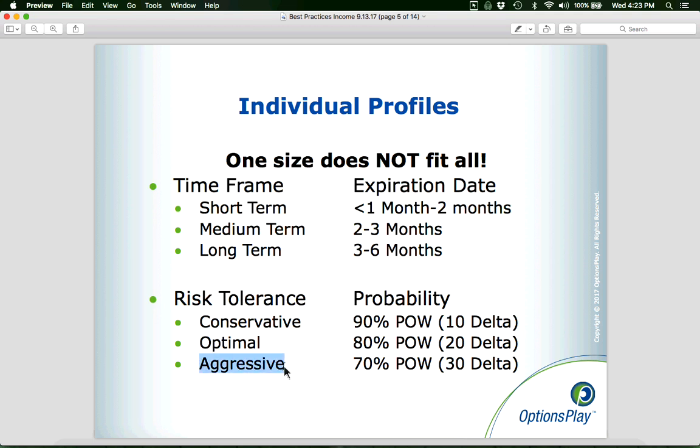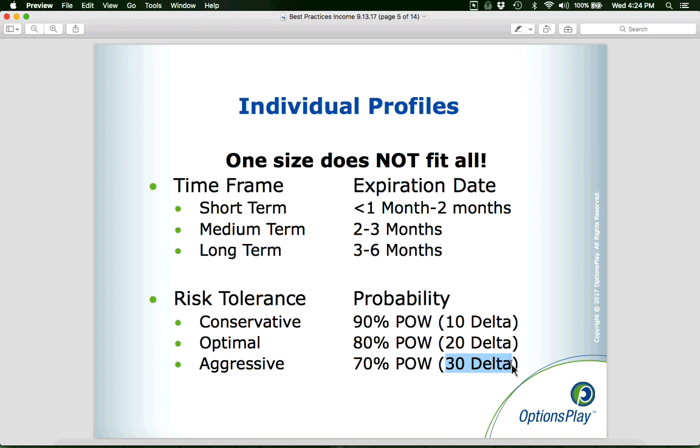On the other end of the spectrum, some of you are very aggressive when it comes to taking risk. You want to maximize the return of the trades that you make, and you're willing to take on some additional risk. If that's you, you want to choose something with a relatively lower probability of expiring worthless. So approximately a 70% chance that the call will expire worthless, or in other terms, a 30 delta call.